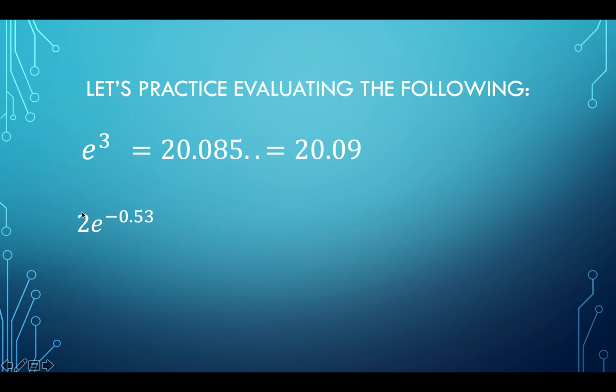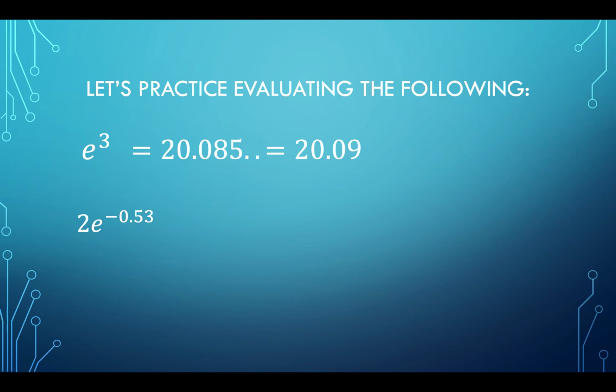And now let's try this one. We have 2 times E to the negative 0.53. Okay, so when we have any number in front of E, what I like to do first, and what I recommend you doing too, is do E first. So do second, division sign to get E. So do E to this first. So do second, division sign, the little caret, and then type in negative 0.53. Now you're going to hit enter.